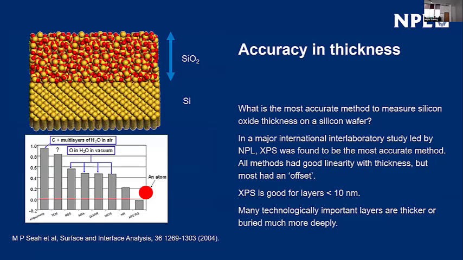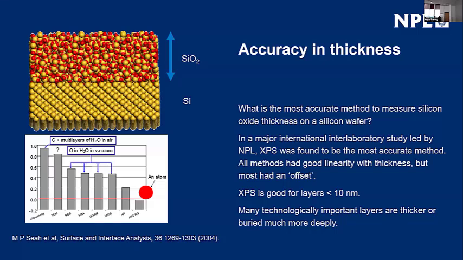I just want to point out that, and this may be a surprise to some people, if you are measuring very thin film thicknesses, such as silicon oxide on silicon, the most accurate method for doing that is not TEM and cross-section, it's XPS. And this is the result of an interlaboratory study led by NPL and carried out at the highest metrological levels.